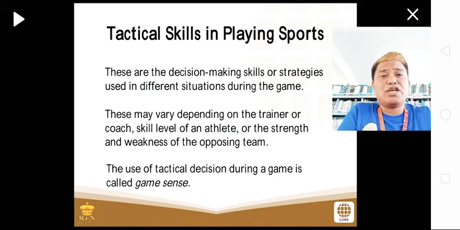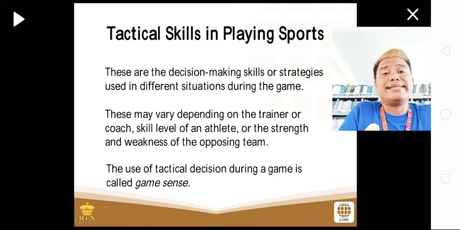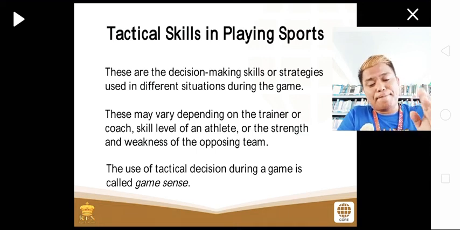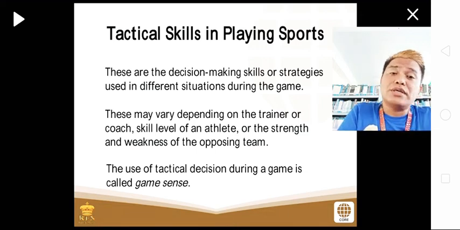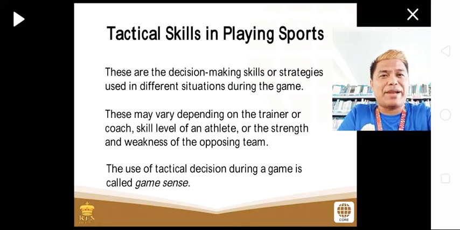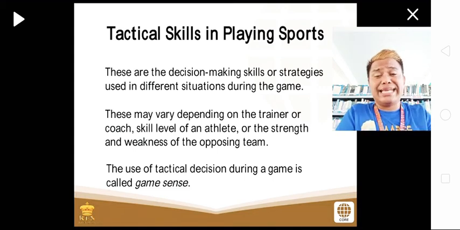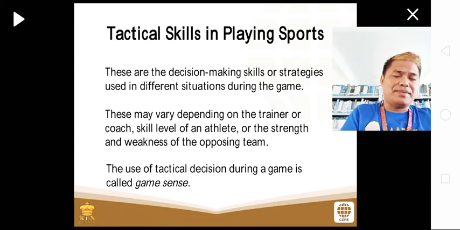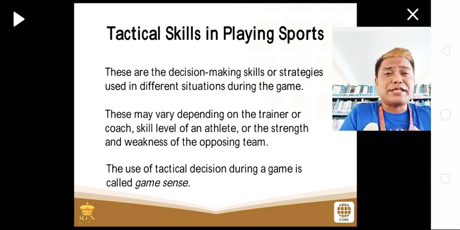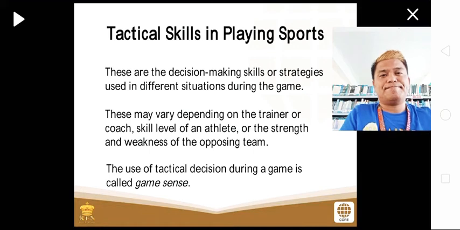Tactical skills in playing sports. Technical yung una, this time tactical skills. So, tactical skills, these are the decision-making skills or strategies used in different situations during the game. Yung nagpaplano ay head of the team or the coach. Siya ang magpaplano niyan. Paano ba ninyo talunin yung kalaban? So, pareho kayong magaling. Pareho kayong lahat. So, dyan yung tatalunin. Saan ba sila mahina? Sinong players ba yun? Ang mag-study niyan yung coach.